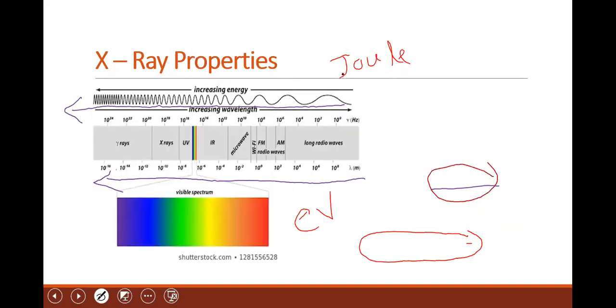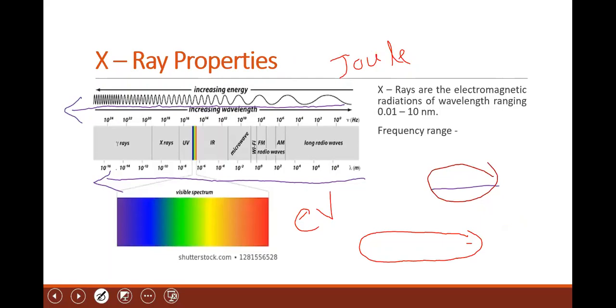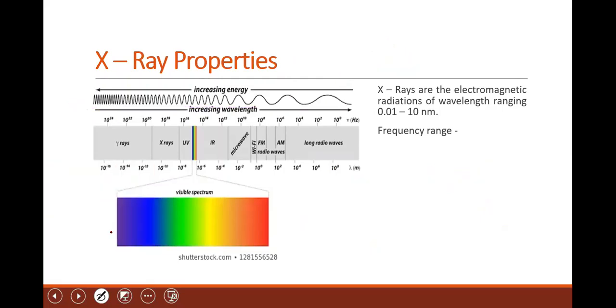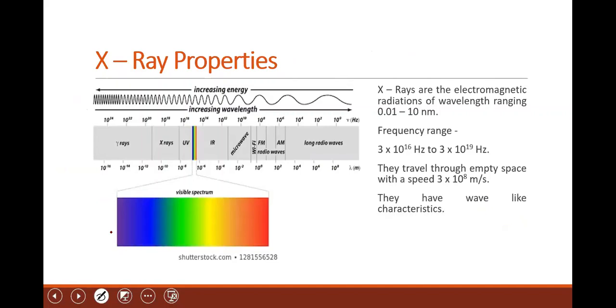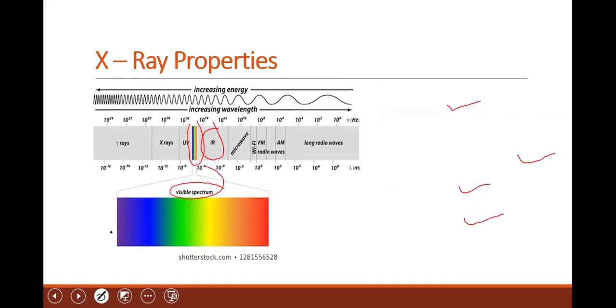And what are the properties of X-rays they are asking here? The X-ray wavelength ranges from 0.01 to 10 nanometer and all that. Next, the frequency range is 10 to the power of 16 to 10 to the power of 20. They travel at the speed of light. They have wave-like characteristics. And energy varies from 100 electron volt to 100 kilo electron volt here.